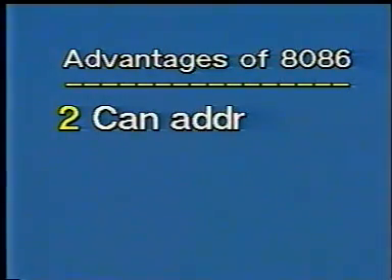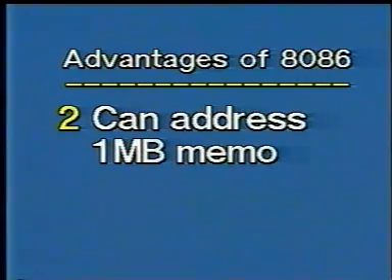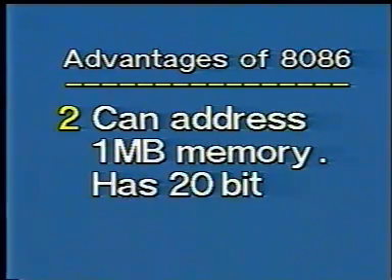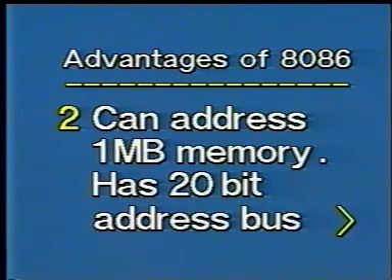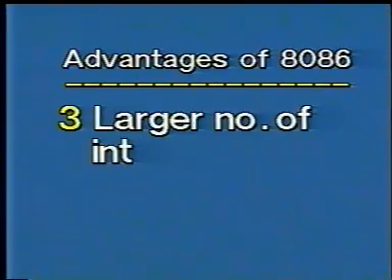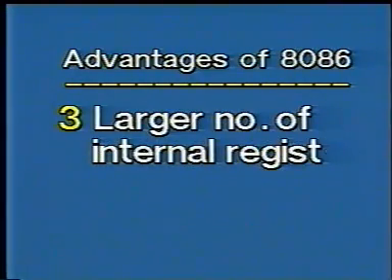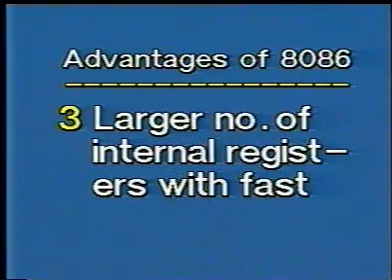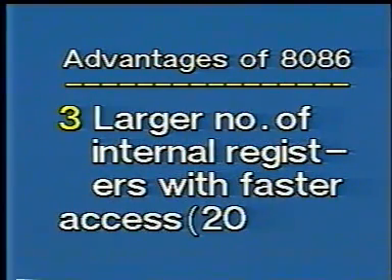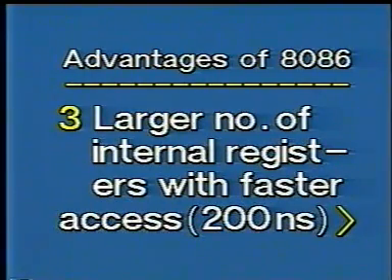The second advantage of 8086 over 8085 is the capability of addressing 1 megabyte of memory as compared to 64 kilobytes in 8085. This is possible as 8086 has a 20-bit address as compared to a 16-bit address in 8085. The third advantage is that 8086 has a larger number of internal registers, thereby allowing software to be written more efficiently. Also, these internal registers can be accessed much faster, that is, 200 nanoseconds in 8086 as compared to 800 nanoseconds in 8085.